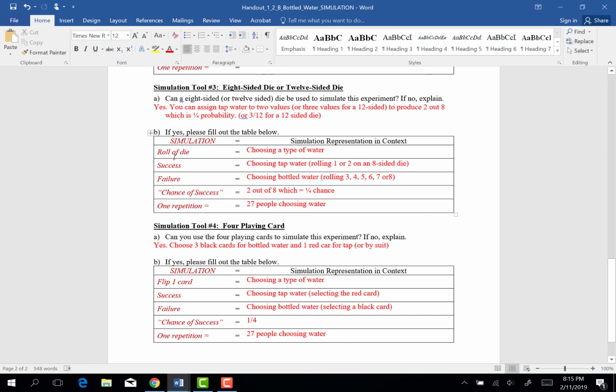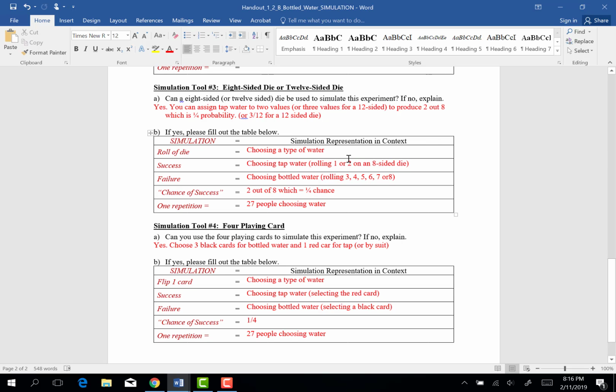So the simulation is roll of a die, success, failure, chance of success. But what does it mean in terms of our actual experiment? One roll of the die is choosing a type of water. Success is choosing tap water. So in this case, we need to specify what is a success. For an 8-sided die, it will be rolling a 1 or a 2.